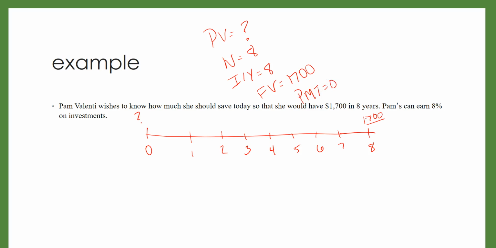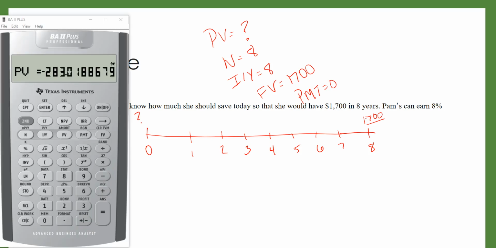Okay, so let's use our financial calculators to determine how much she should invest today. So let's clear our time value of money. We have 8 years at 8%.